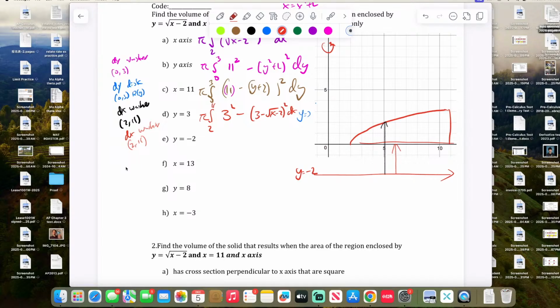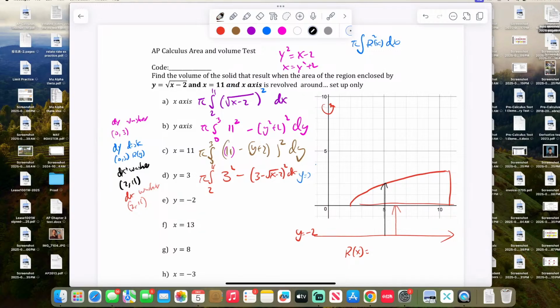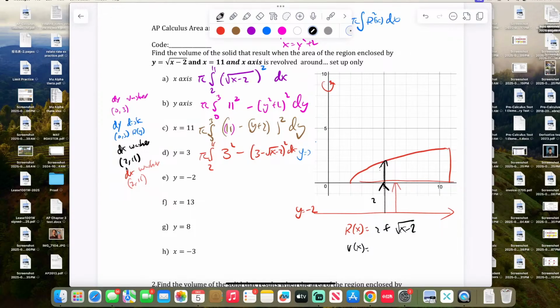2 plus y squared. Wait, there should be x though. Oh, 2 plus square root of x minus 2, squared. Like all of it squared? No, it's not squared yet, we're just talking about the radius. The radius is the best way to draw two lines, because this is 2 and this is the function. So 2 plus the function, but the function is in terms of x. Okay, what is small r of x?